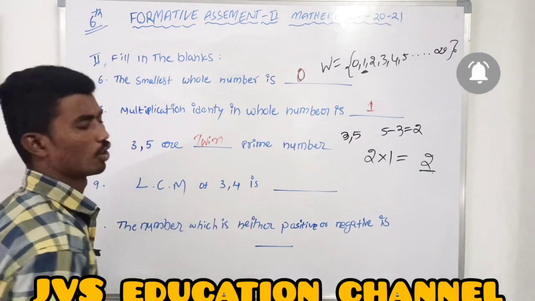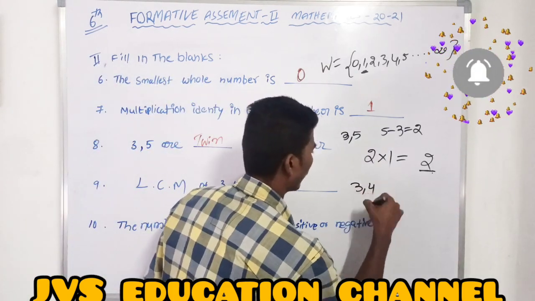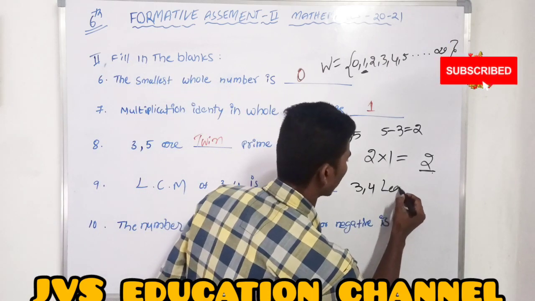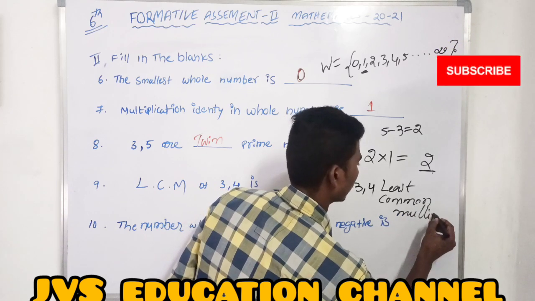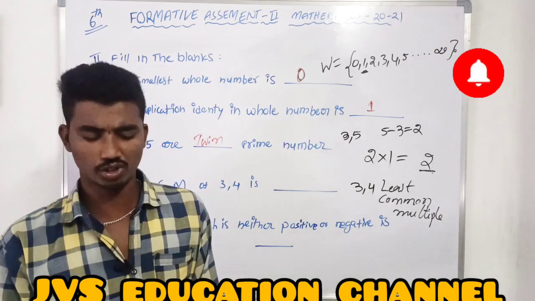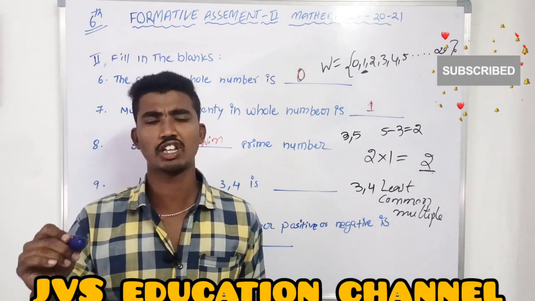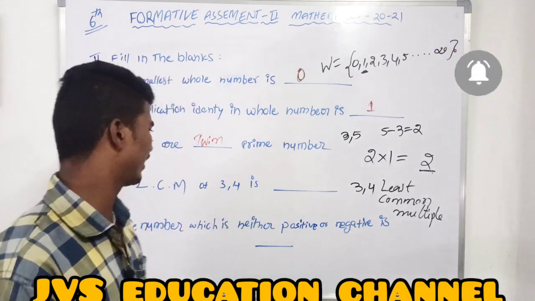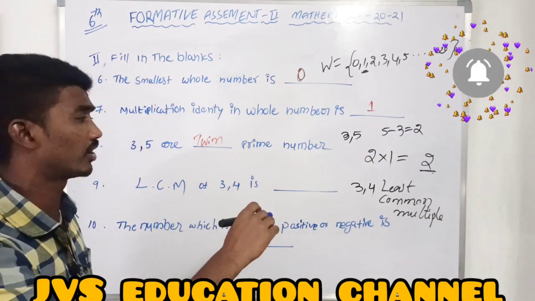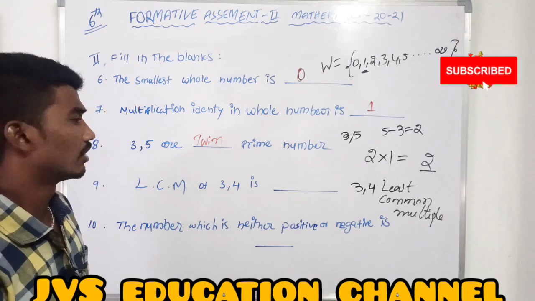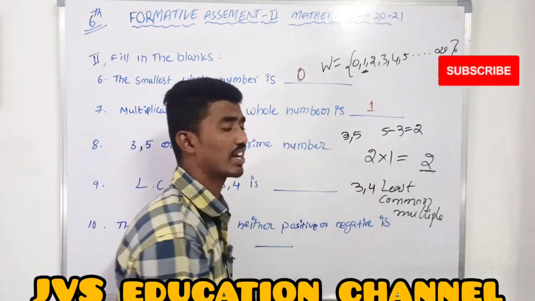LCM of 3, 4. What is the question? Listen, what does LCM mean? Least common multiple. Multiple means a number which is multiplied by numbers like 1, 2, 3, 4, 5, and so on. Next, common means we take the multiples of both 3, 4 and find what is common between them. Listen, 3, 4 do not have common multiples early on, because 3, 4 are different numbers.